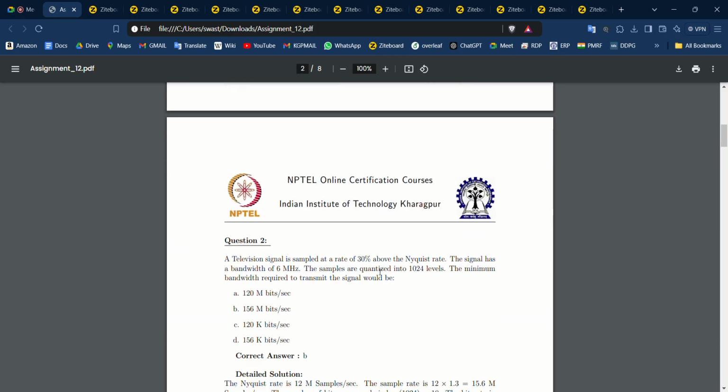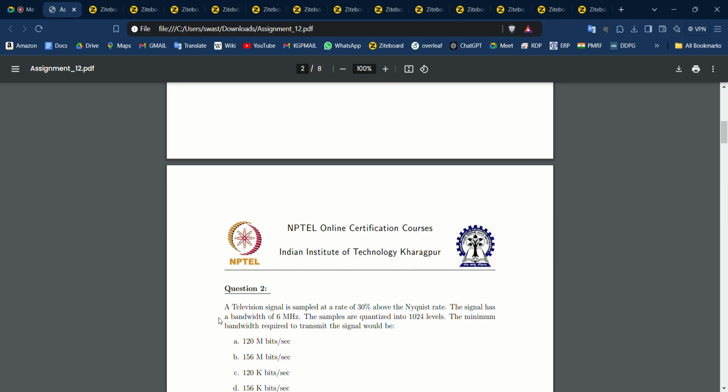A television signal is sampled at a rate 30% above the Nyquist rate. The signal has a bandwidth of 6 MHz. The samples are quantized into 1024 levels. What is the minimum bandwidth required to transmit the signal? Okay. So, question 2, sampling rate.